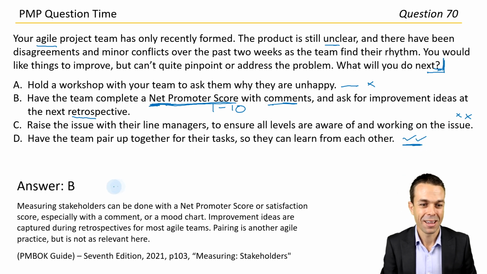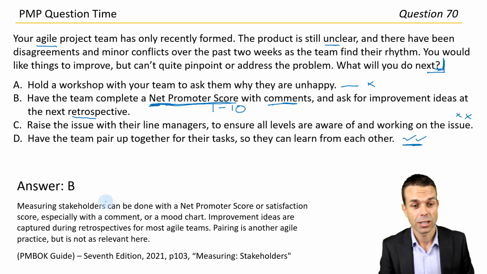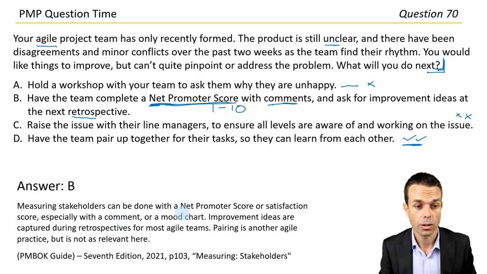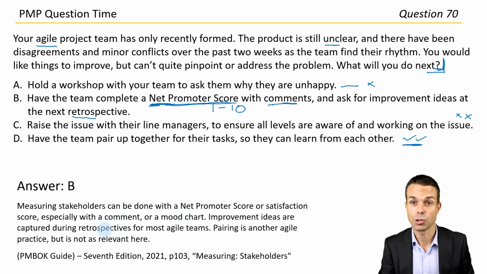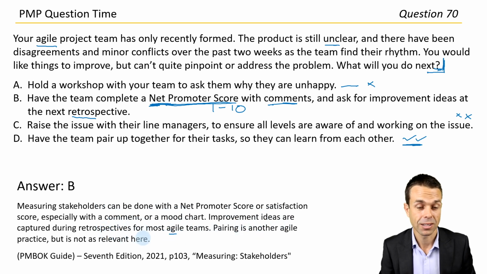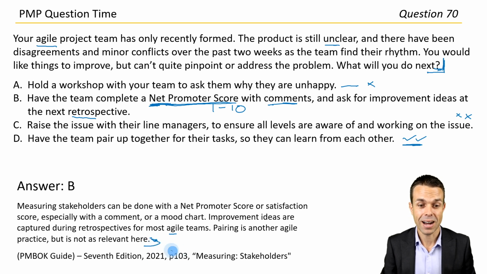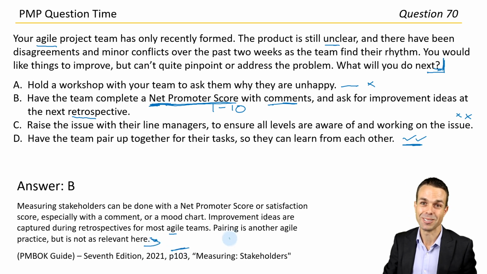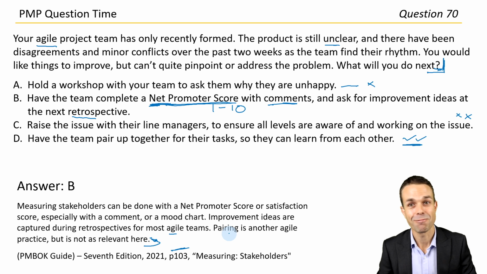All right, great stuff. Measuring stakeholders can be done with a Net Promoter Score or a satisfaction score, especially with a comment or a mood chart. So that's pretty good to know. Improvement ideas are captured during retrospectives for most Agile teams. Pairing is another Agile practice, but it's not as relevant here, at least initially. And again, we might get to that stage after some improvement information or decisions. Page 103, measuring stakeholders.